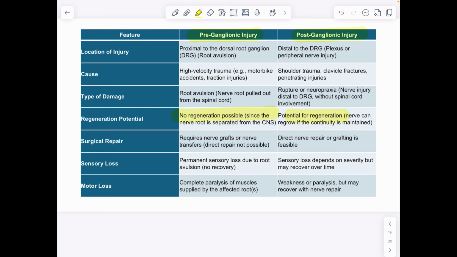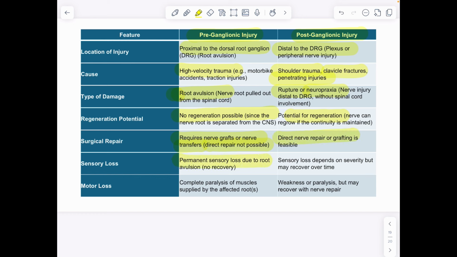So you see what happens in preganglionic: it is proximal to the dorsal root ganglion, as we have just seen, while postganglionic is distal to the dorsal root ganglion. The cause in preganglionic is high velocity trauma, while in case of postganglionic, it could be a clavicular fracture, penetrating injury, or shoulder dislocation. The type of damage to the nerve in preganglionic is particularly root avulsion. That means the nerve root is pulled out of the spinal cord, while in postganglionic there could be a rupture, neuropraxia, or compression injuries to the nerve. As far as surgical repair is concerned, preganglionic requires nerve graft or nerve transfer, because direct repair is not possible, while direct repair is a possibility in case of postganglionic injury.